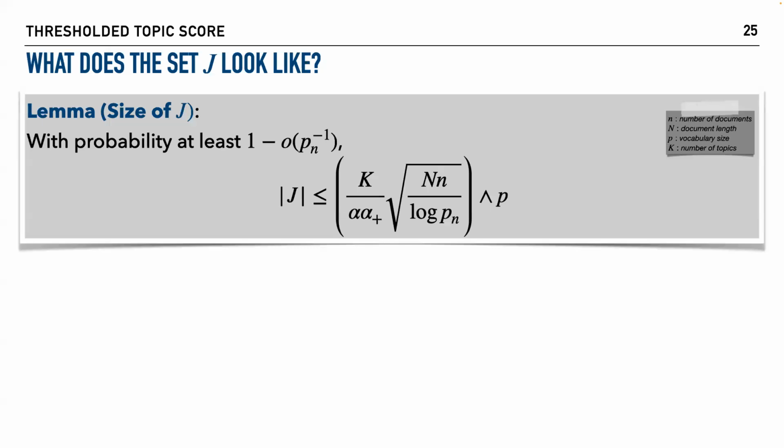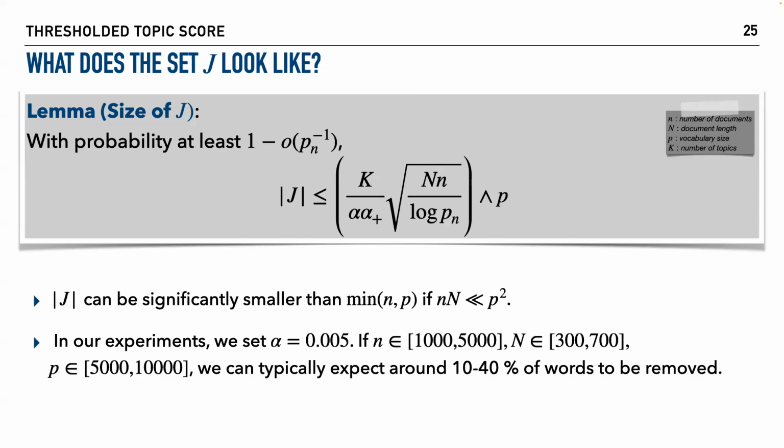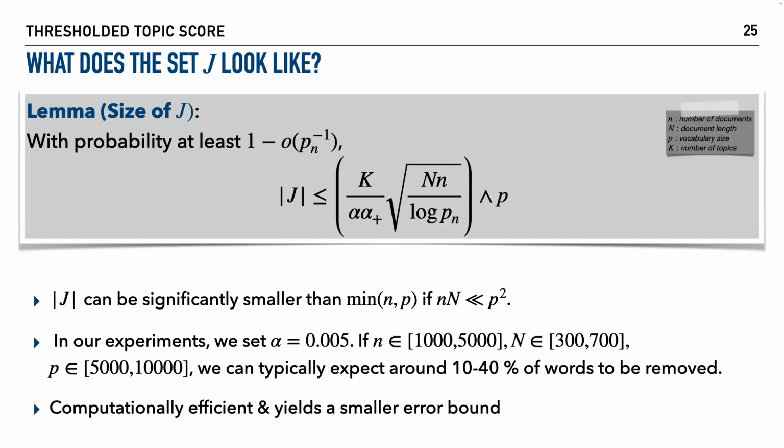And in a lot of our simulations, we show that we typically expect around 10 to 40% of the words to be removed. Of course, that depends on the application, but for a number of reasonable data regimes, the reduction is quite considerable, right? 10 to 40%. And in particular, J can be significantly smaller than P, especially if you have this data regime here. Okay, so that's for the set J.